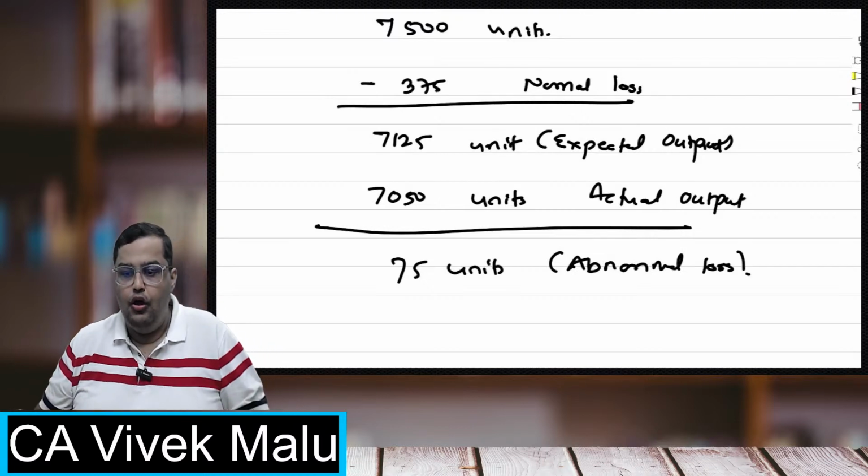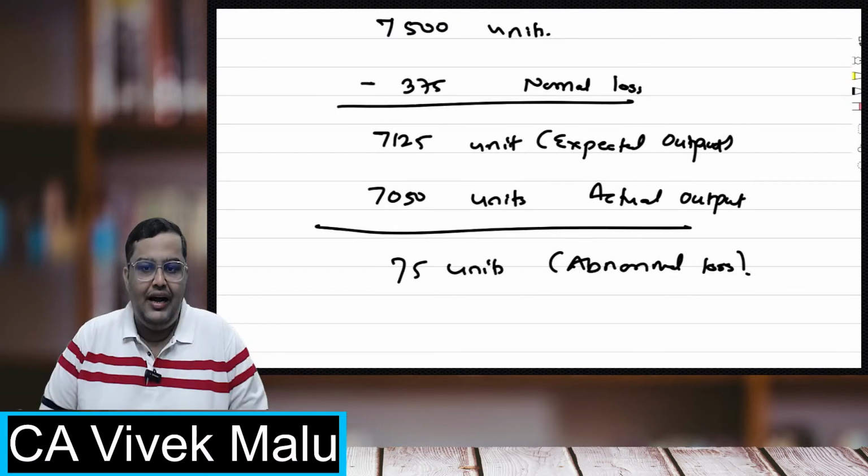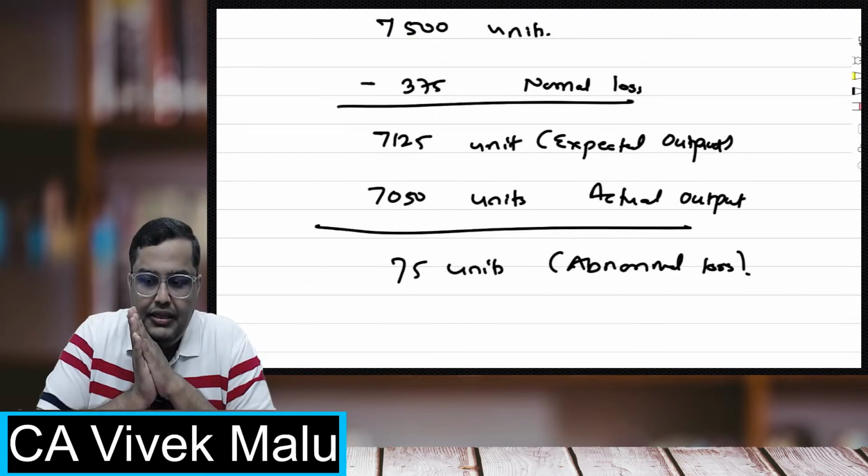This is abnormal loss. I hope everybody it is clear. Like 7,500, this is the analysis of the quantity. Please understand this.